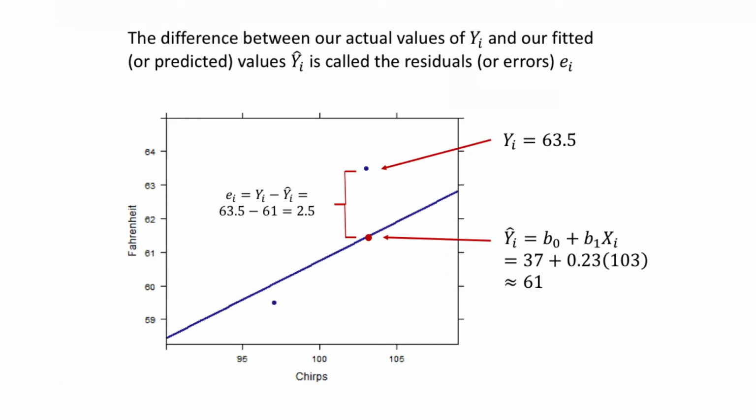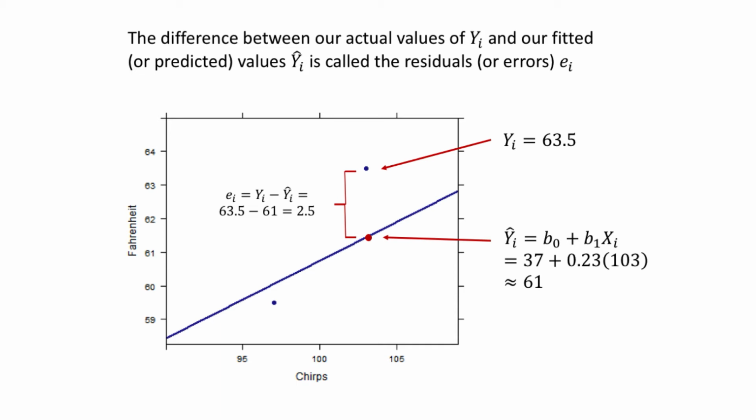So in this case, you can see that the raw value of y, when we go to the data set and look at when x equals 103, is in fact 63.5 degrees Fahrenheit. But based on this regression line, the fitted value is about 61 degrees Fahrenheit. That difference between our raw value and our predicted value is about 2.5 degrees Fahrenheit. We call that a residual or error.